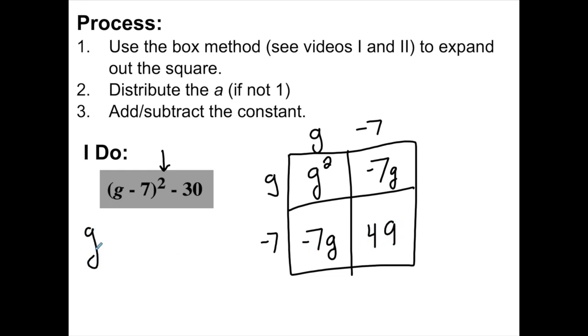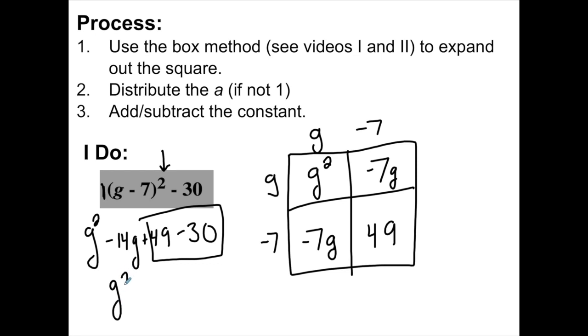So we've got g squared minus 14g plus 49. Now a is 1, so we just leave it as is. And then we put on our minus 30. These are going to combine so that we have g squared minus 14g plus 19.